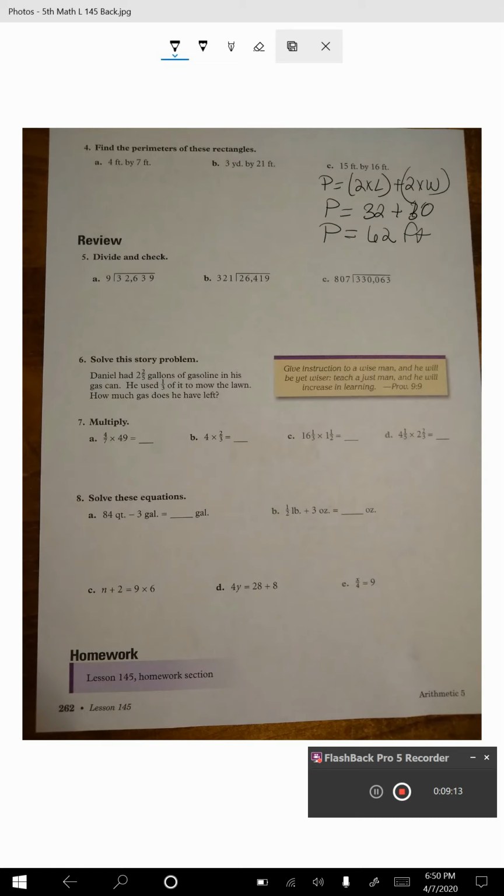All right, the rest is review, division. You can do it. Daniel had 2 2/5 gallons of gasoline in his gas can. He used 1/3 of it to mow his lawn. So how much gas does he have left? So you're just going to think, what is 1/3 of 2 2/5? Okay, I won't solve that with you. Remember, this is multiplication. And 2 2/5, you're going to change into an improper fraction and just multiply it.